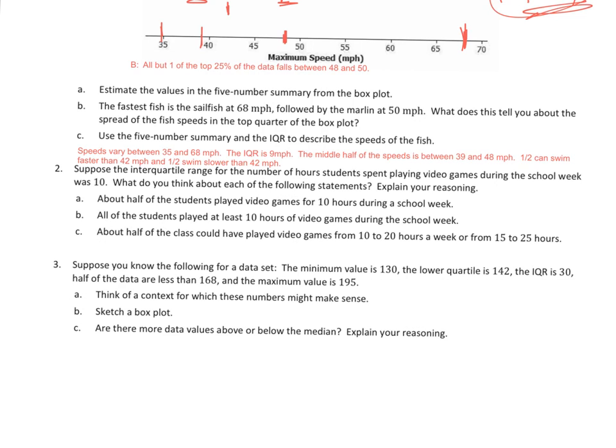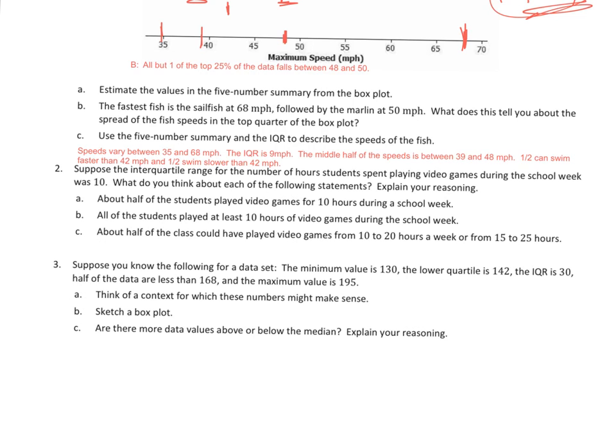About half of the students, for A, about half of the students played video games for 10 hours during a school week. When I read this statement, I know that the interquartile range is 10. I'm going to say that this may not be correct because we know the width of the interval was 10, but we don't know where it starts and where it stops. It would help to have other data points like the lower quartile or upper quartile, or even some extremes, minimums and maximums. So that's kind of a generalization.